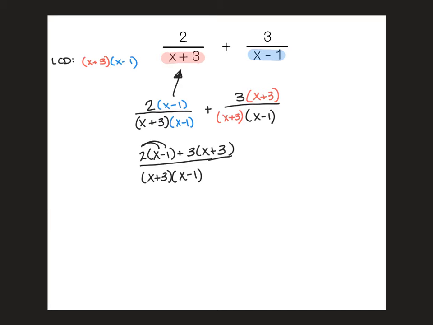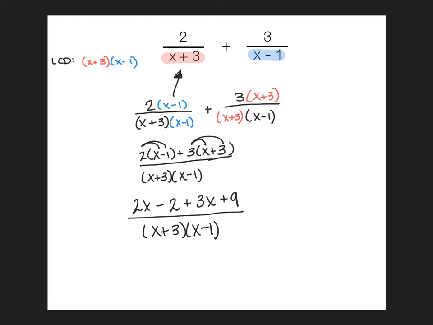We would want to simplify the numerator by distributing. So 2 times x is 2x, 2 times negative 1 is negative 2, plus 3 times x is 3x, 3 times 3 is 9. The denominator stays factored as x plus 3, x minus 1.